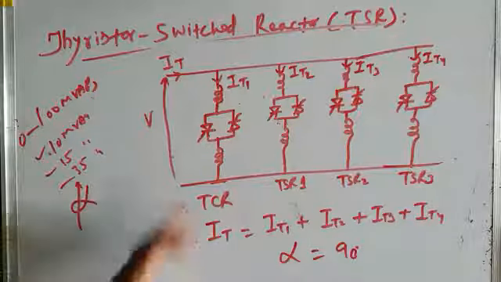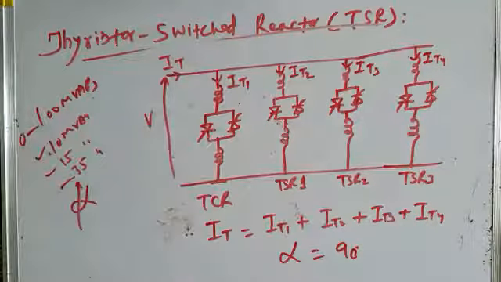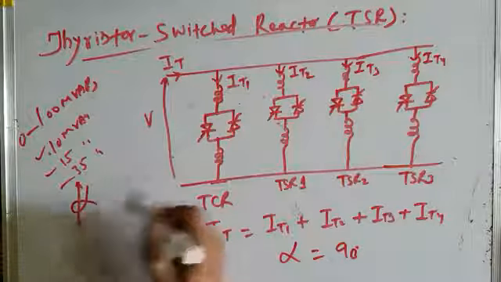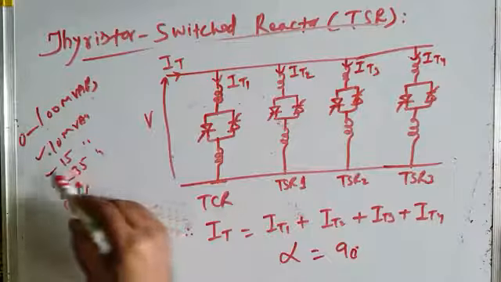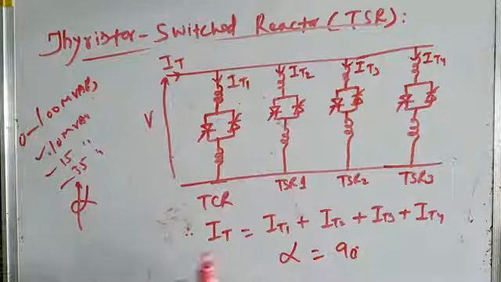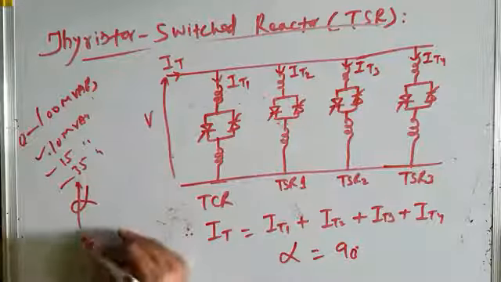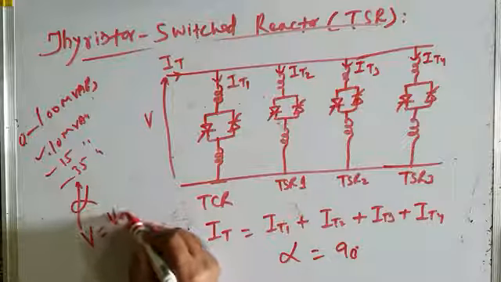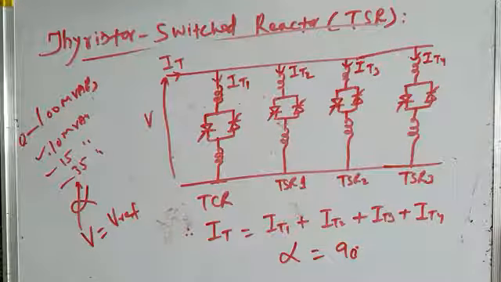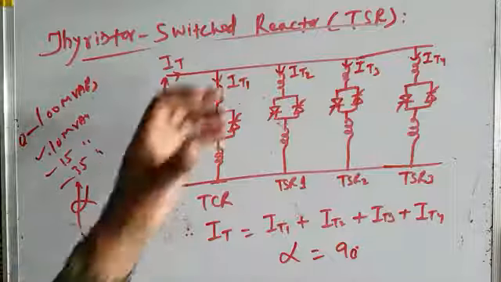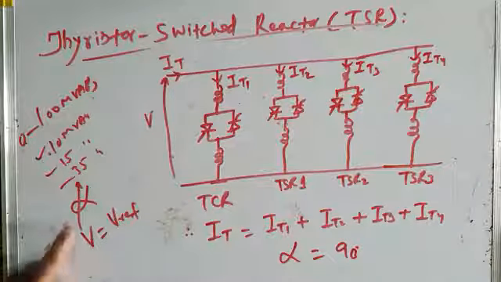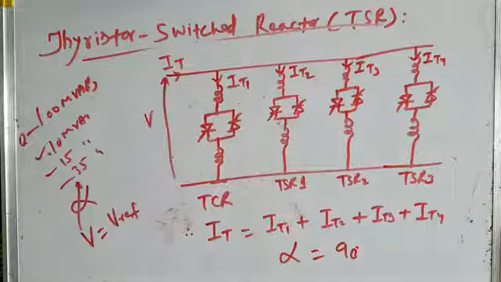Answer is yes. I would have preferred only one TCR, and by alpha control, I would have made this TCR absorb the desired amount of reactive power from 0 to 100 megawatts continuously in order to maintain V equal to Vref, voltage control. Desired amount of reactive power with continuous alpha control would have been absorbed by this TCR.